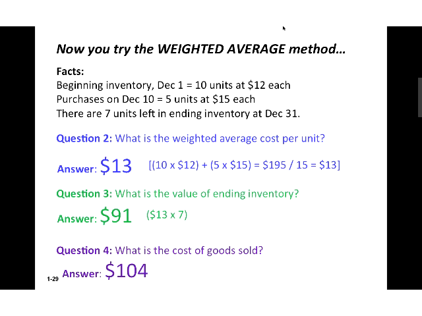And the answer is going to be 104, and I got that by the $13 weighted average cost times the 8 units that were sold. Okay, so far, to recap, with specific identification, we're told exactly what units are sold and which ones are ending inventory. With the weighted average method, we get the cost of beginning inventory plus the cost of our purchases, divide by the number of units purchased, and we get a weighted average cost, and then we use that. So those are 2 methods.